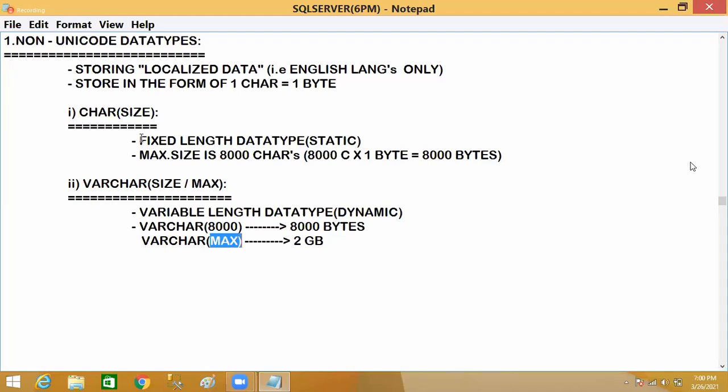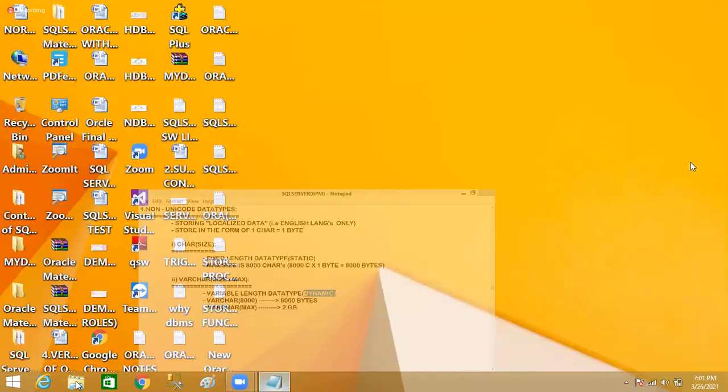Now this is the difference here. Character we said is a static data type, and this is called dynamic. So what is the advantage of dynamic? The dynamic data types are saving our memory. For example, let's see, guys.